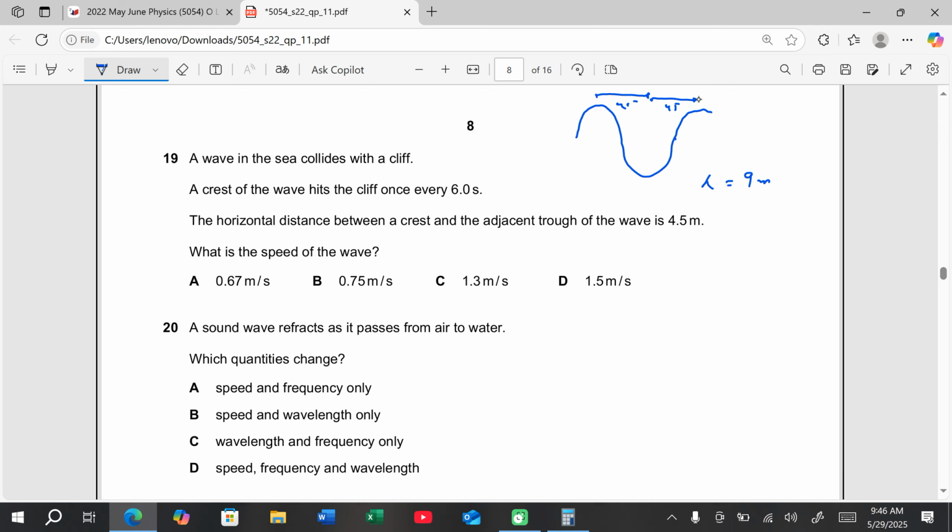Now we need to find out the speed. It says the crest of the wave hits once every 6 seconds, so the time period is 6 seconds. From there I'm going to get a frequency, so that's 1 by 6. V is equal to f lambda, so we apply this. Frequency is 1 by 6, wavelength is 9, so that is going to be 1.5.